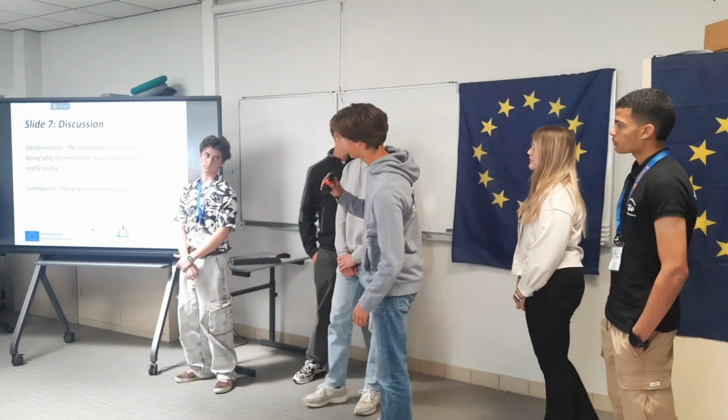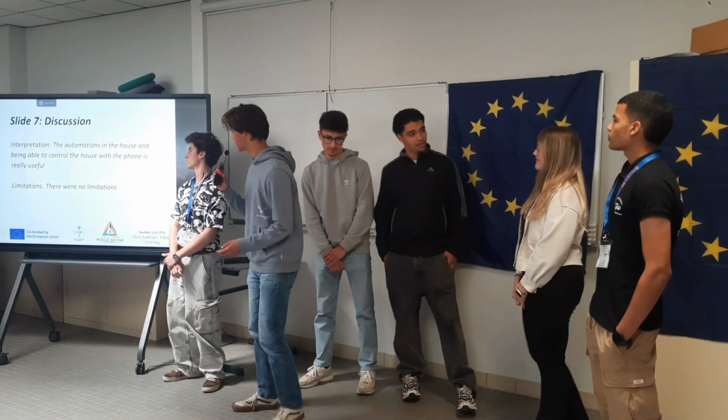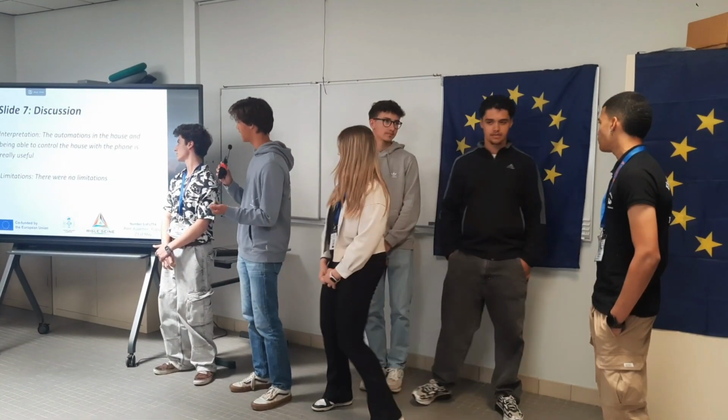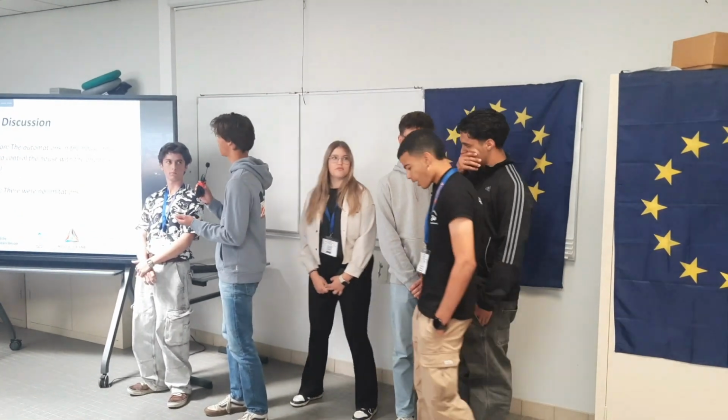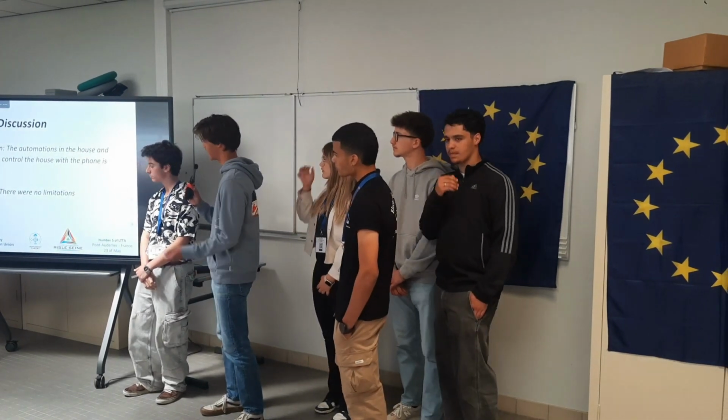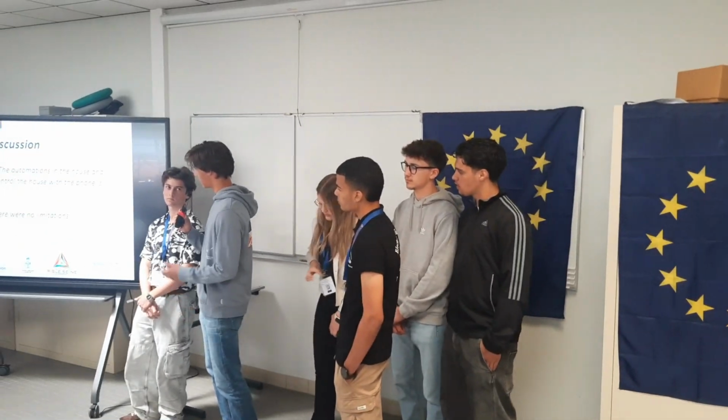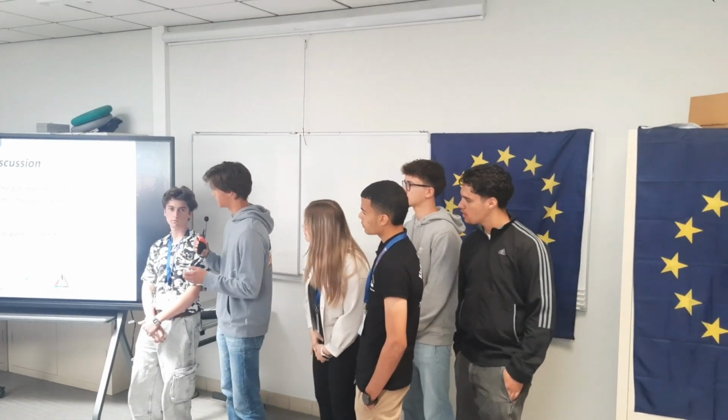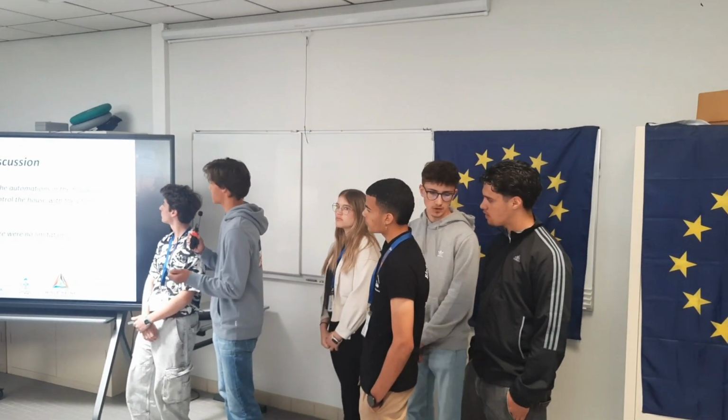Discussion. Implementation. Automations in the house and being able to control the house with the phone is really useful. For example, when you're away, or you can, instead of the light switch, just put the lights on. We didn't find anything really limiting. We did find some problems, but we fixed them.